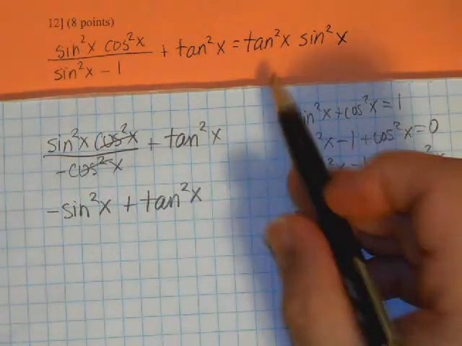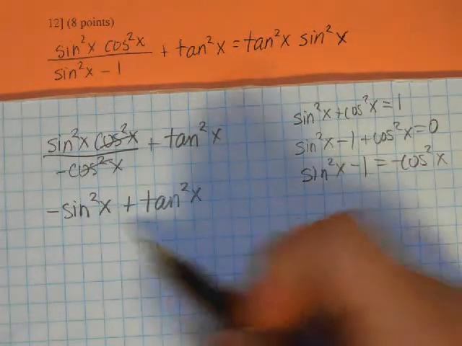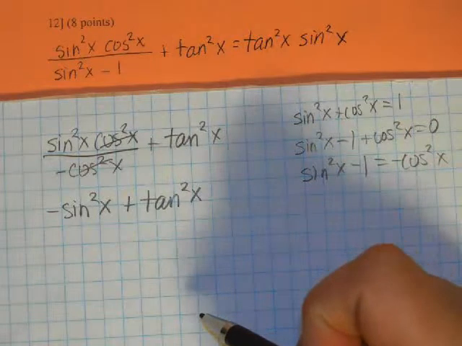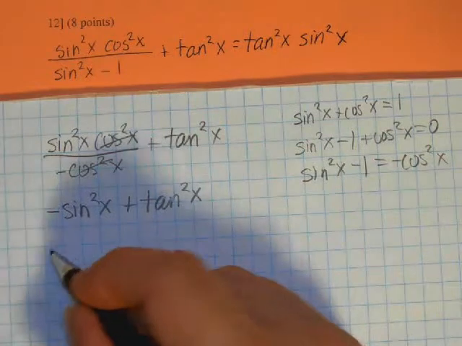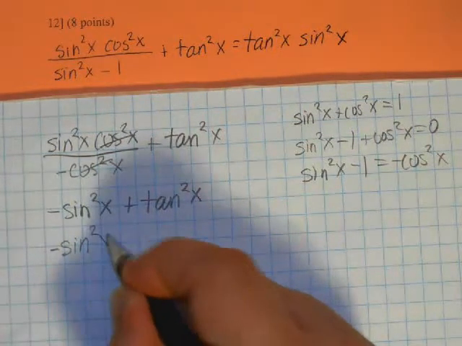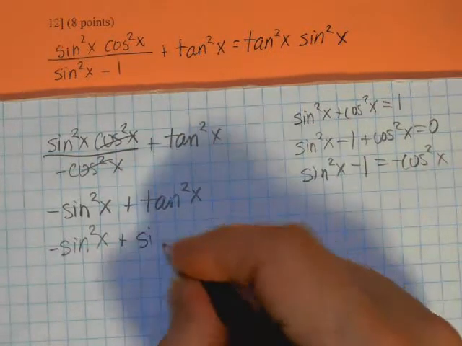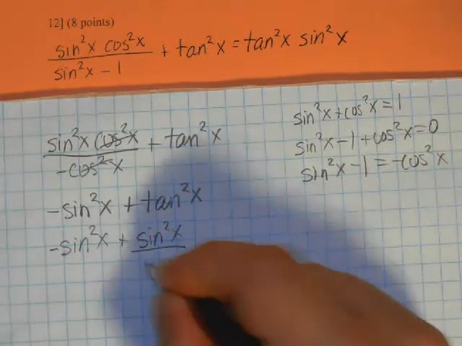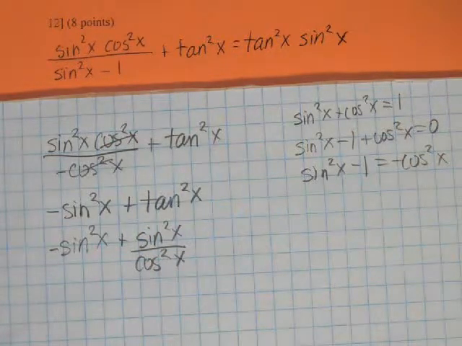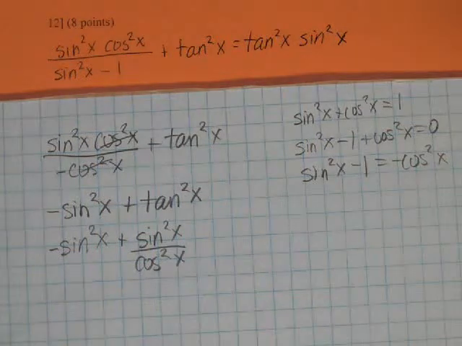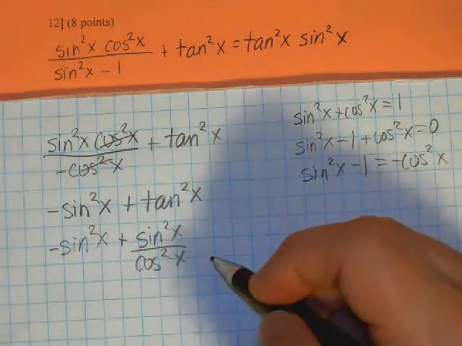So now you look at it like, well, it's supposed to be tangent squared times sine squared. Yet we have a negative sine squared plus tangent squared. Well, let's just get everything into sine and cosine. Now, we can factor out a sine squared.